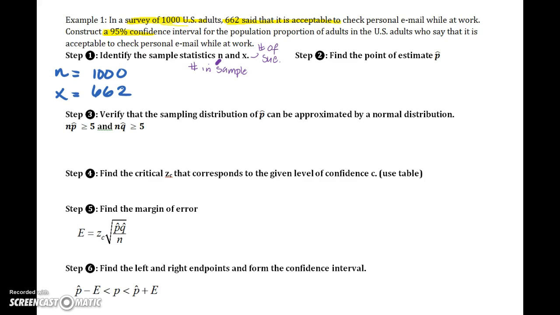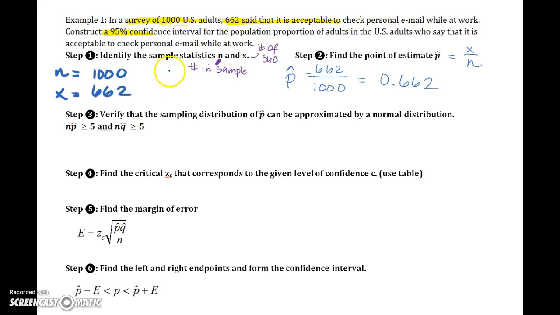Step 2, find the point estimate. So for your point estimate, you're going to go back to that formula that you had in the beginning, which said that P hat is equal to X over N. So the successes, which was 662, over the total number of people in that sample, which was 1,000. And then this will equal 0.662.